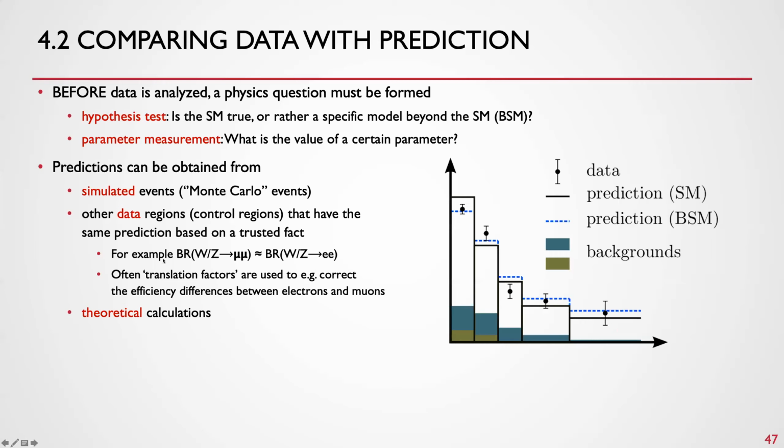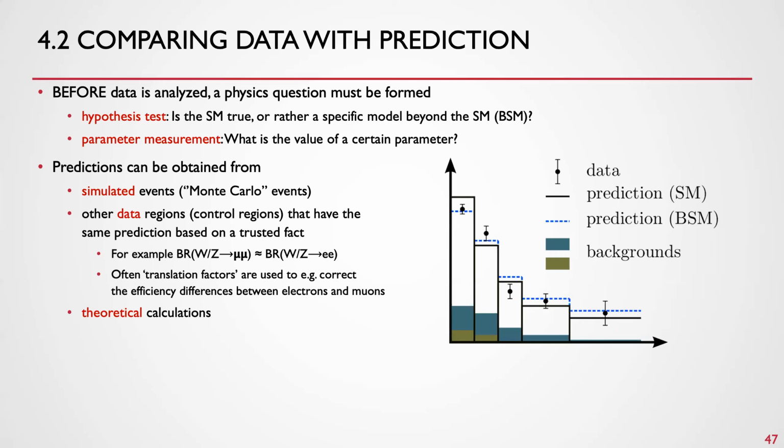A good example is the branching ratio of the heavy massive bosons, the W and the Z boson, to muon and to electrons is roughly the same. If you have a signal region that's dominated by electrons, and you want to study the rate of a specific standard model process that is not so well known, you can look at the same process in the muon channel. And because the muon channel is not a signal region for you, it is fine to do so.